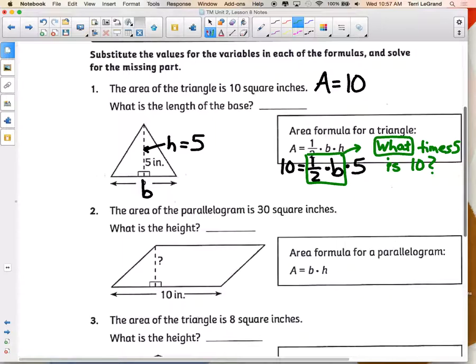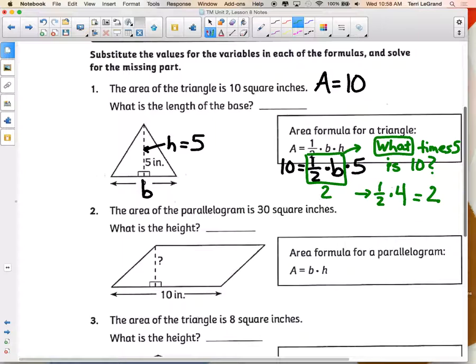What would you take times 5 to get 10? 2. So we need that 1/2 B to equal 2, don't we? Okay, so let's just say that right here. We basically need this to equal 2. So what would we have to take half of to get 2? 4, yeah. So if we took 1/2 times 4, we would get that 2. And 2 times 5 is 10.